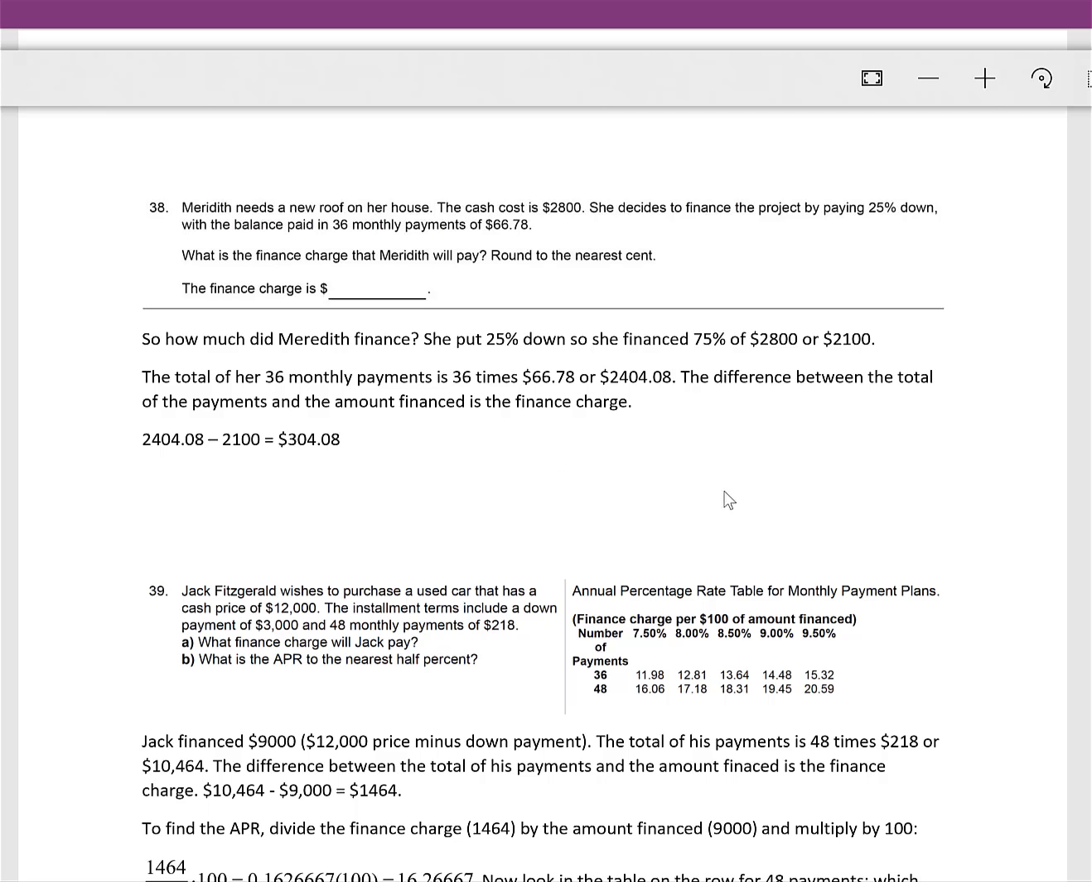Meredith needs a new roof on her house. The cash cost is $2,800. She decides to finance by putting 25% down. Balance is 36 monthly payments of $66.78. What is the finance charge she will pay?